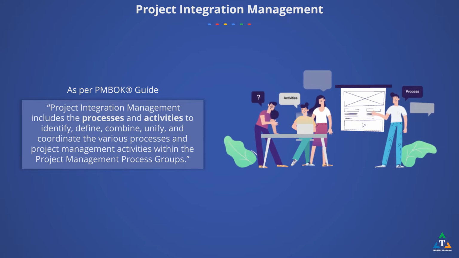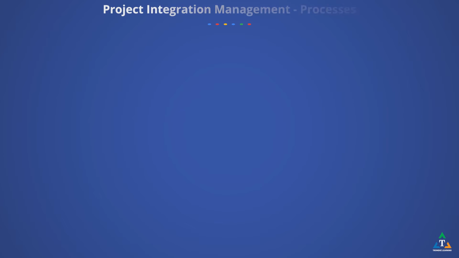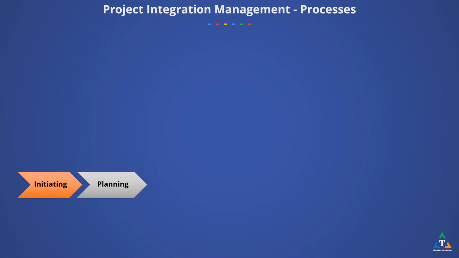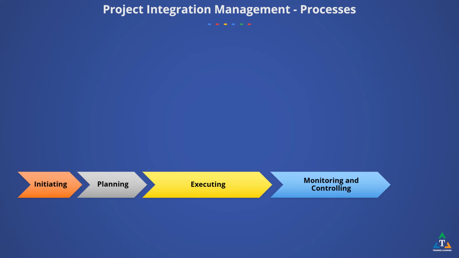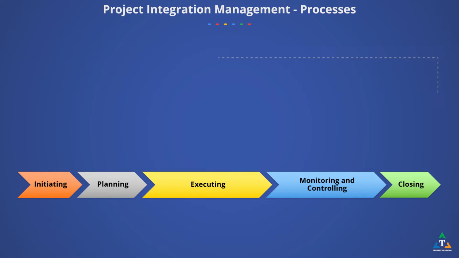In the next screen, we will list the 7 processes belonging to the project integration management. Integration management deals with initiating, planning, executing, monitoring and controlling, and closing the project. Integration management has 7 processes with common characteristics spread out to 5 project management process groups.